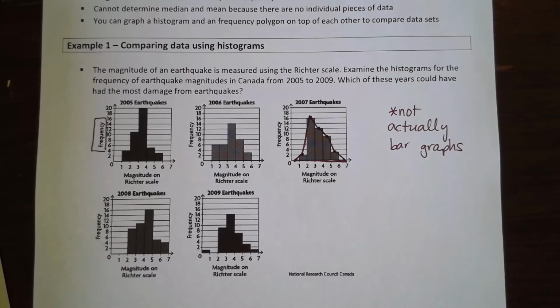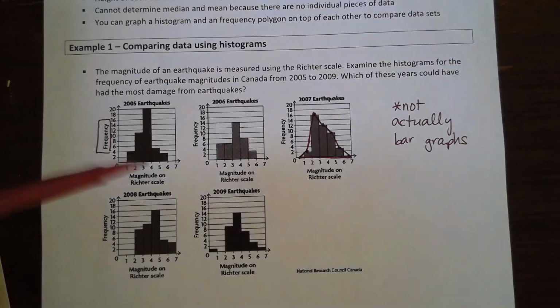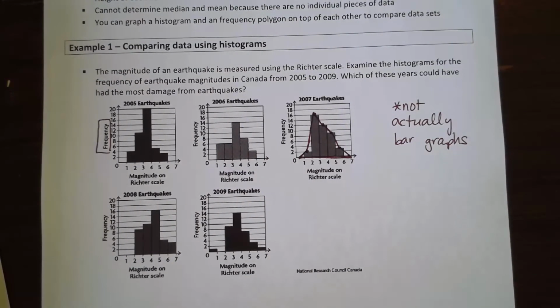So how often do earthquakes show up in a year in Canada? And you might not have known that there were actually earthquakes in Canada, but on the west coast there are earthquakes quite often. They're just usually not very significant in magnitude. So these histograms show frequency, and frequency polygons show frequency as well. The higher the bar, the more frequent something happens.